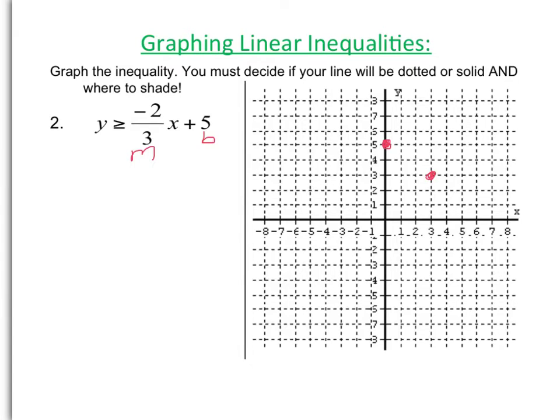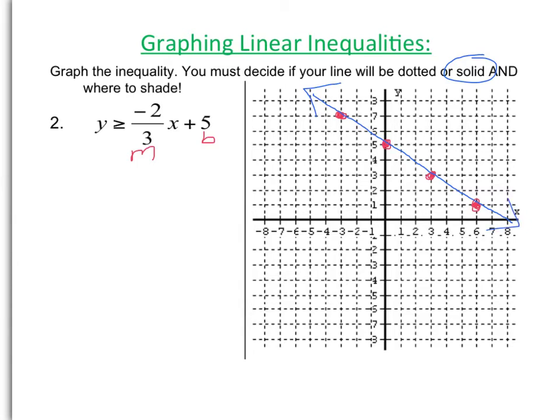So I'm going to go down 2 and 3 to the right. And I don't have any more space, so I'll go up 2 and 3 to the left. So those are the points that I'll need to draw my line. And now I need to take a look at the symbol. This symbol is greater than or equal to, which means that we need to draw a solid line. So I'm going to draw a solid line passing through those points.